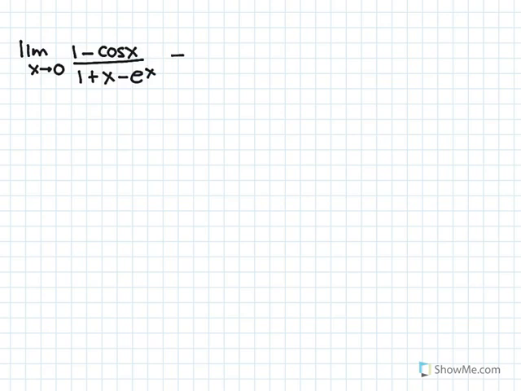All right, now let's look at the limit. We have the limit as x approaches 0 of (1 minus cosine x) divided by (1 plus x minus e to the power of x). Now our strategy is to substitute the Maclaurin series of cosine x and e to the power of x into this fraction and then evaluate the limit by doing lots of algebra.